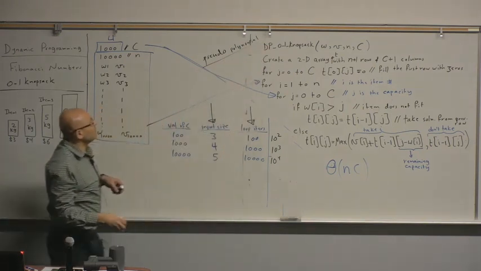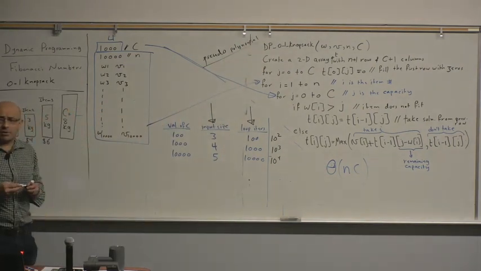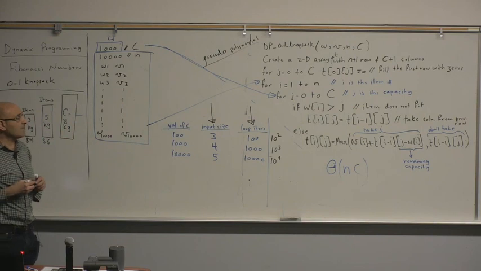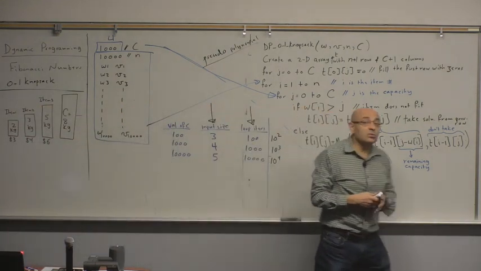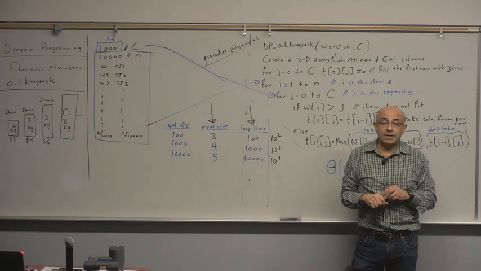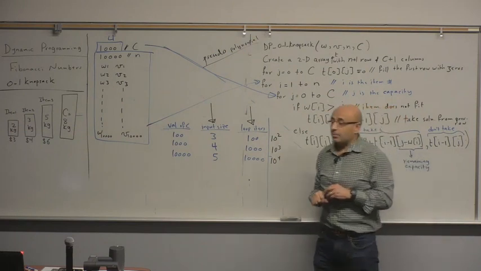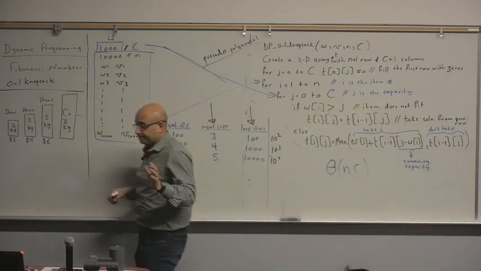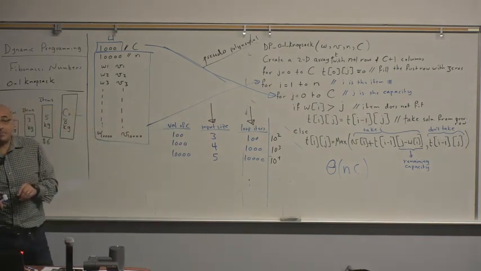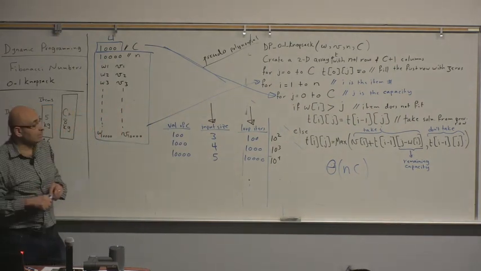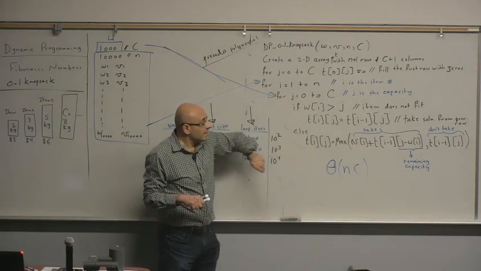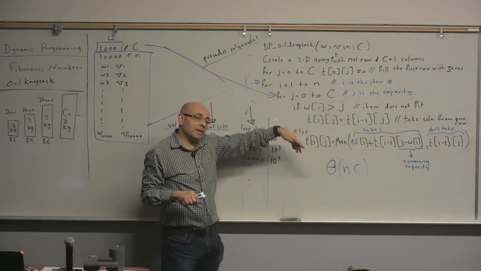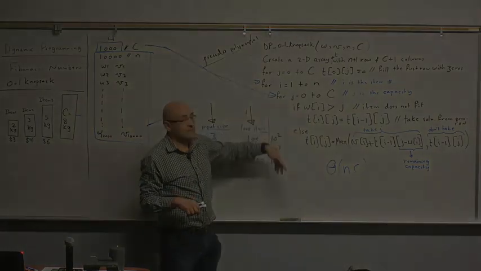And as we will see when we talk about NP completeness, the 0-1 knapsack problem is an NP complete problem. But because it has a pseudo-polynomial time algorithm, it's a weakly NP complete problem. So it's not strongly NP complete. It's weakly NP complete because it has this algorithm that is mathematically exponential but practically polynomial.